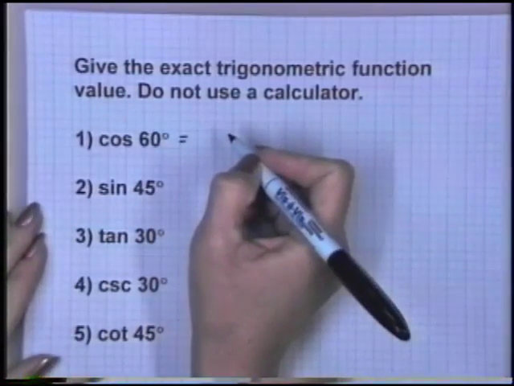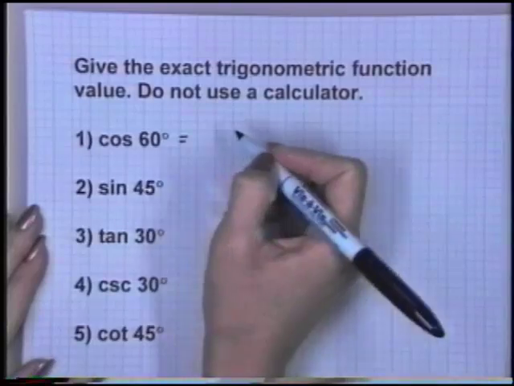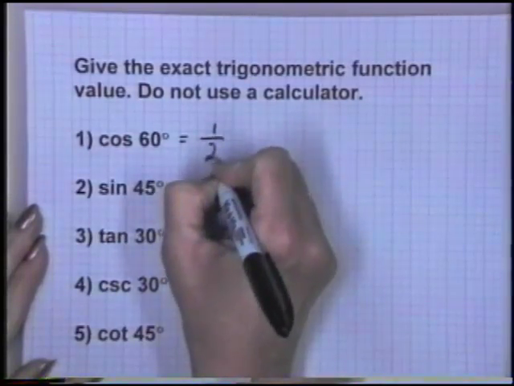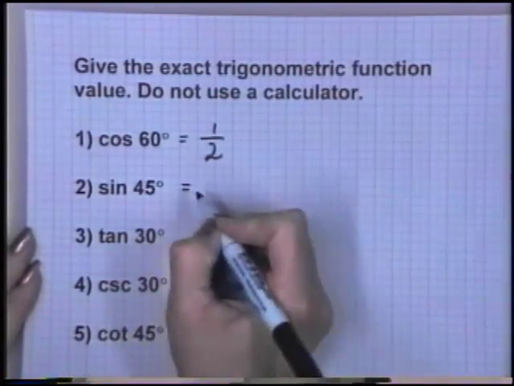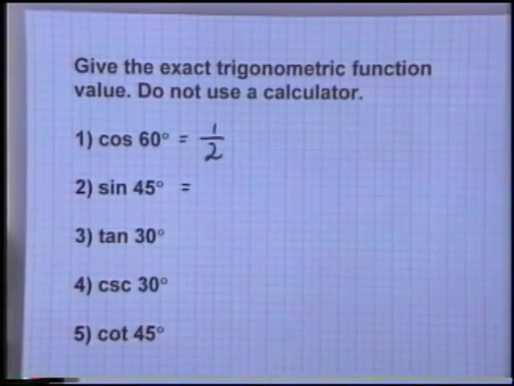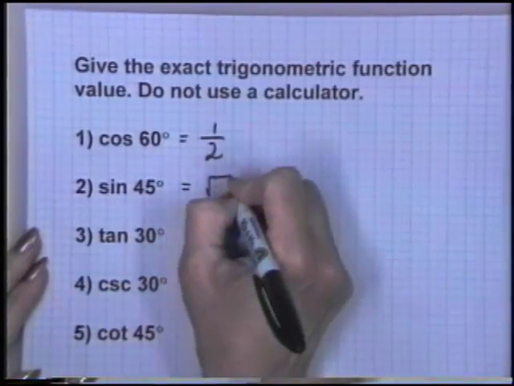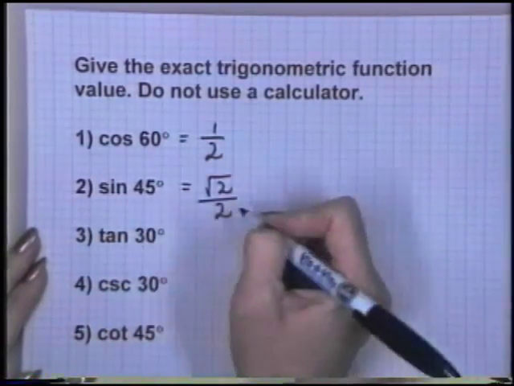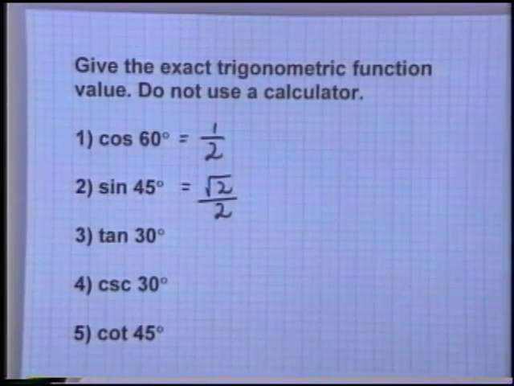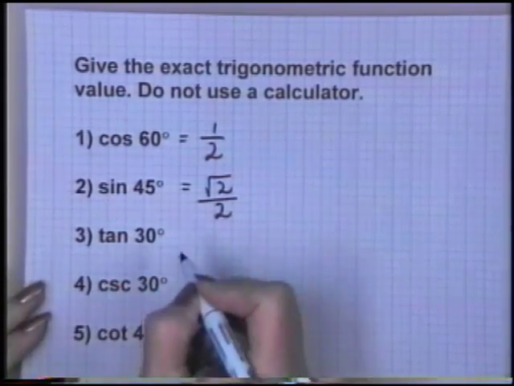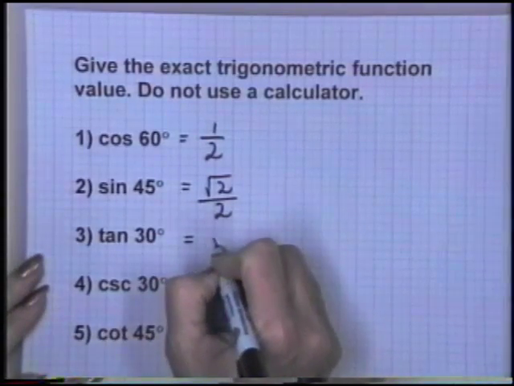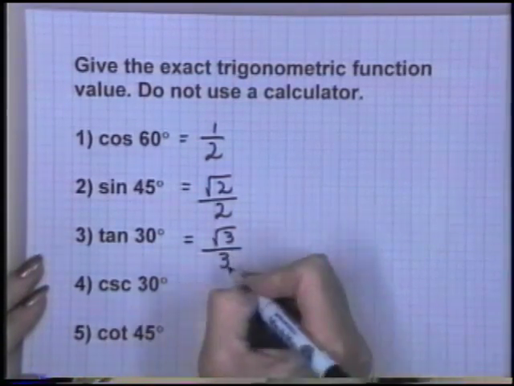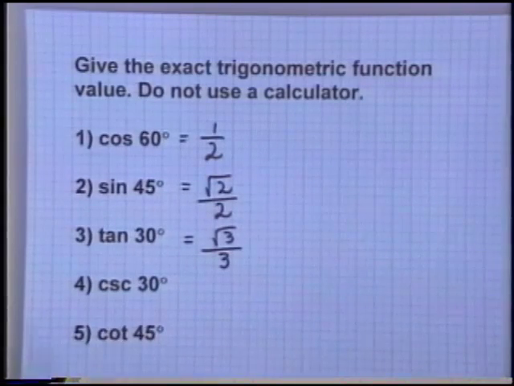Well, for the cosine of 60 degrees, we're supposed to know that the cosine of 60 degrees equals 1/2, and just write 1/2. On the second one, for the sine of 45 degrees, we're supposed to know that the sine of 45 degrees equals the square root of 2 divided by 2, and just write the square root of 2 divided by 2. On the tangent of 30 degrees, we're supposed to know that the tangent of 30 degrees equals the square root of 3 divided by 3, and just write the answer.